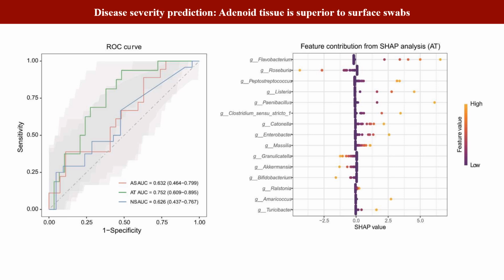We built models to distinguish mild, grade 1 to 3, from severe, grade 4, adenoid hypertrophy. The adenoid tissue model achieved AUC 0.752, while nasopharyngeal swab and adenoid swab models had only 0.626 and 0.632. Tissue biota better reflects disease severity. SHAP analysis reveals that high Roseburia associates with mild symptoms, while Flavobacterium, Mycoplasma, Clostridium, Listeria, and Enterobacter are more common in severe cases. These are potential microbial markers.